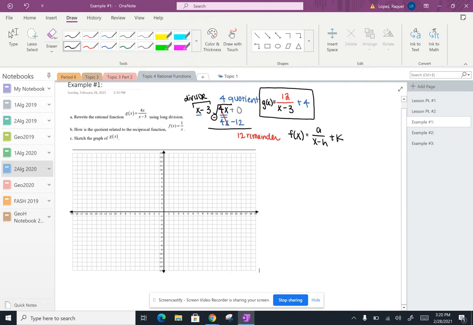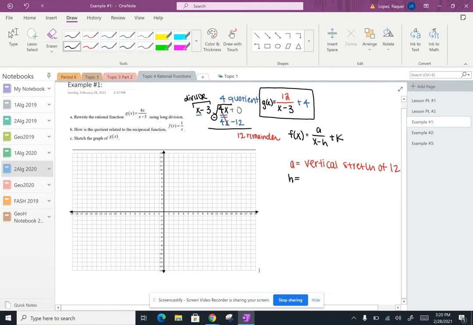Okay, so the first thing I want to do is look and see what number's in place of a, and I see that that number is 12. So a tells us what our vertical stretch is, so I can just go ahead and write that. So we've got a vertical stretch of 12. Okay, the next thing I want to do is see what number is in place of h, and I see that that's a 3.